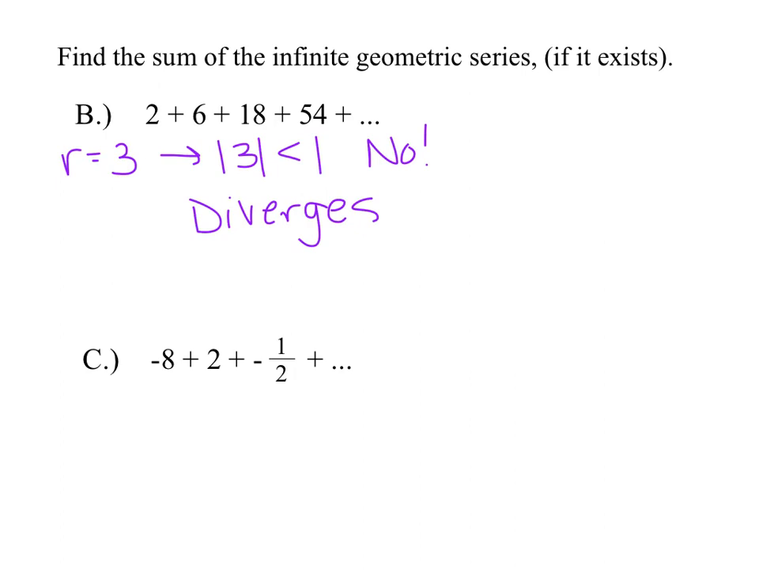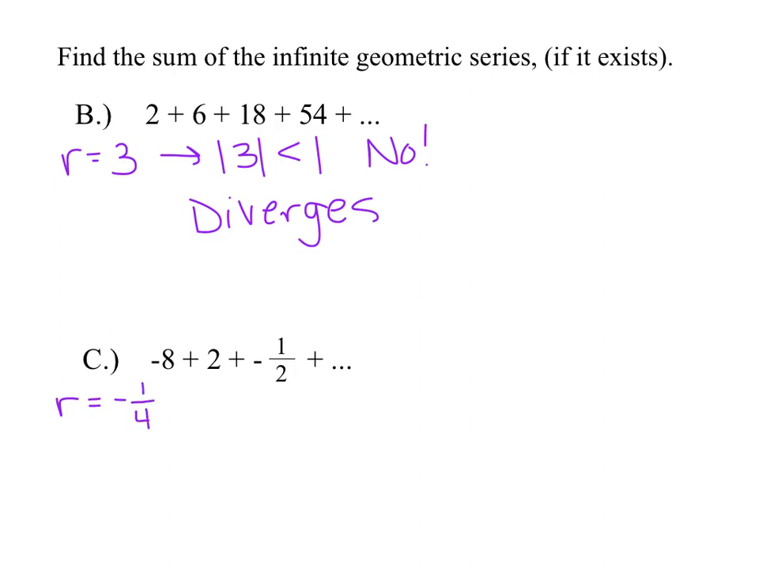All right, let's go on to the next one. C: -8, 2, -1/2. I know negative numbers can be scary, but let's keep going here. First, we find our ratio, figure out if it exists. So 2 is 1/4 of 8, but it would be the opposite, so we'd be multiplying by -1/4. So it looks like our common ratio is -1/4.